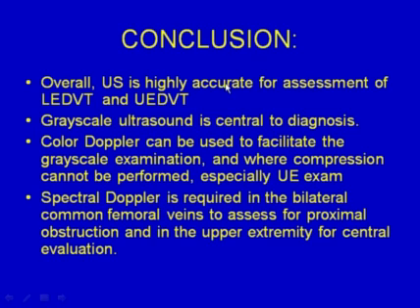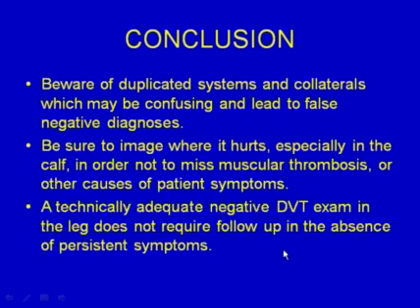So in conclusion, ultrasound is highly accurate to assess lower extremity and upper extremity DVT. Grayscale ultrasound is central to the diagnosis. We use color to facilitate the grayscale exam, especially where compression cannot be performed, and that's particularly in the upper extremity exam. And lastly, we want to use spectral Doppler in the bilateral common femoral veins to assess for the proximal extent of clot and to look for proximal obstruction, and also in the upper extremity to look at the central veins. Remember to beware of duplicated systems and collaterals that can be confusing and lead to false negative diagnoses.